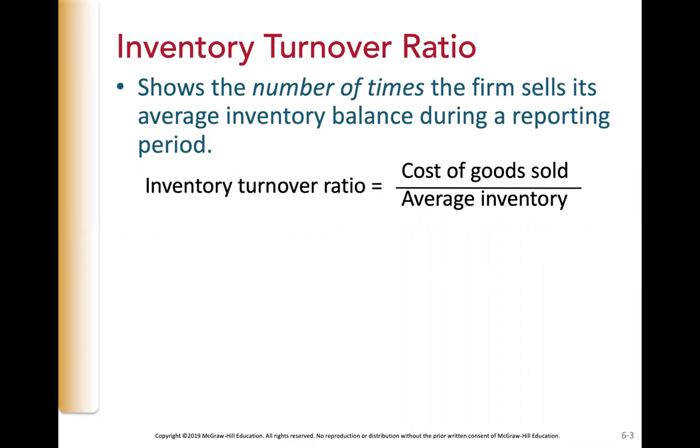The Inventory Turnover Ratio shows the number of times the firm sells its average inventory balance during a reporting period. The ratio is calculated by taking cost of goods sold divided by average inventory. The amount for cost of goods sold is obtained from the current period's income statement. Average inventory equals beginning inventory plus ending inventory divided by 2.